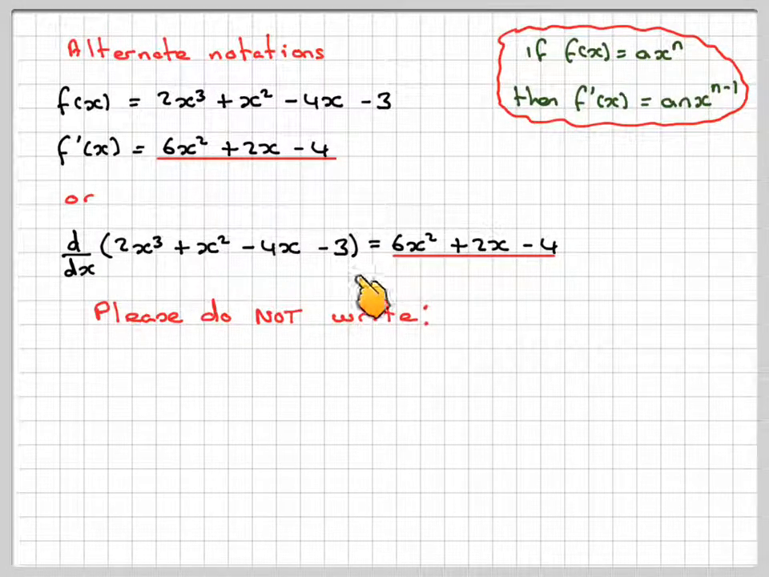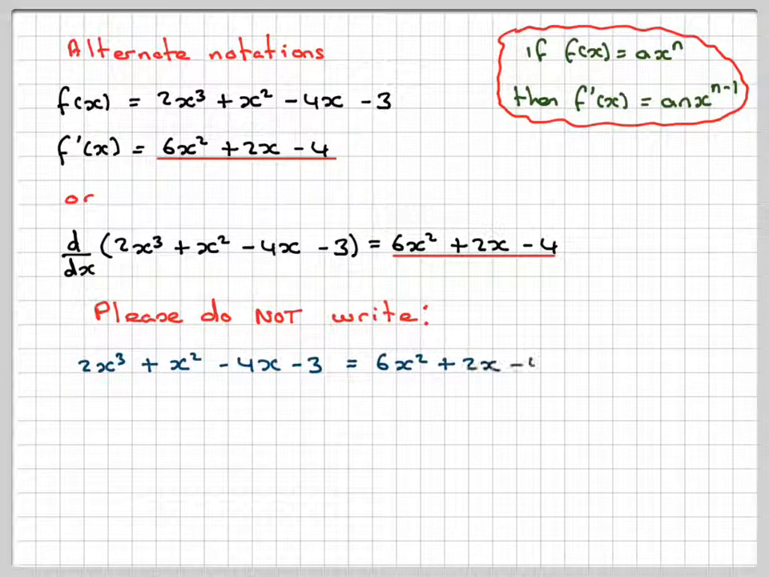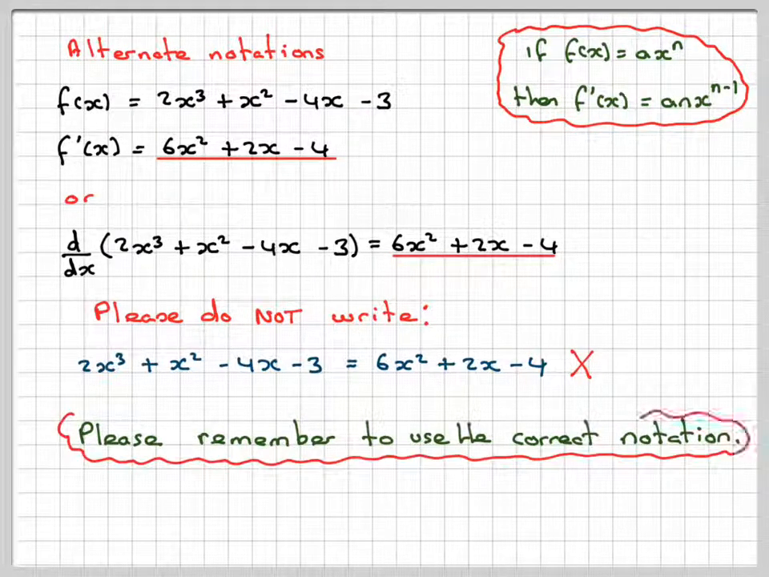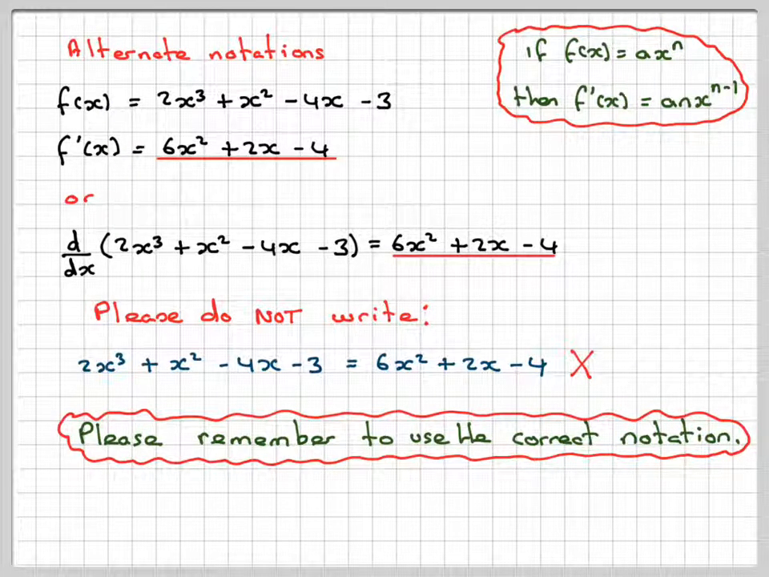Please, if you're using this notation, do not write 2x cubed plus x squared minus 4x minus 3 is equal to 6x squared plus 2x minus 4. This is definitely not a right thing to write, writing the d by dx and the brackets in front. So make sure you use the correct notation. If it begins with f of x, use f dash of x. If it begins with y, use dy by dx. If it's written like this, you need to put it in brackets, and avoid writing this at all costs.